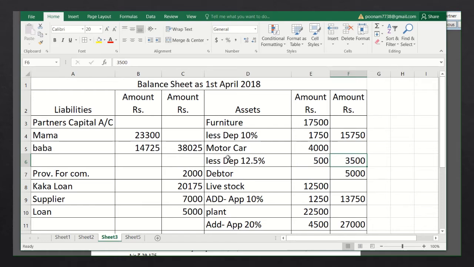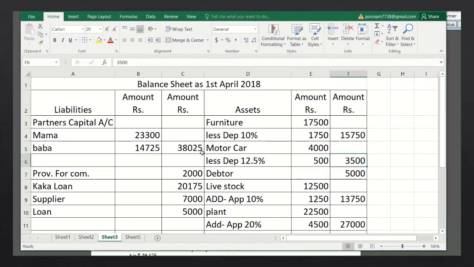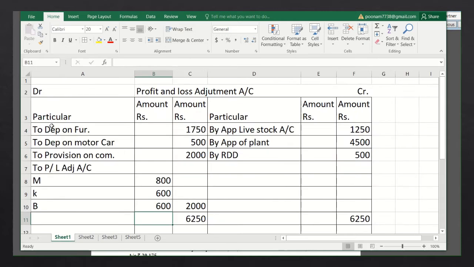So basically depreciation is a decrease in assets, so the entry will be revaluation account debit to asset account. So we will go on the revaluation account, means profit and loss adjustment account. On the debit side we will write depreciation on furniture, so this is 1,750, and depreciation on motor car, that is 500.